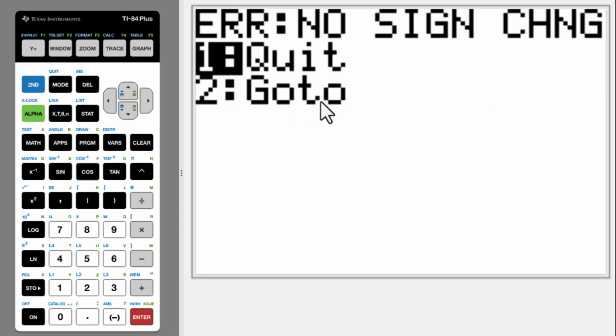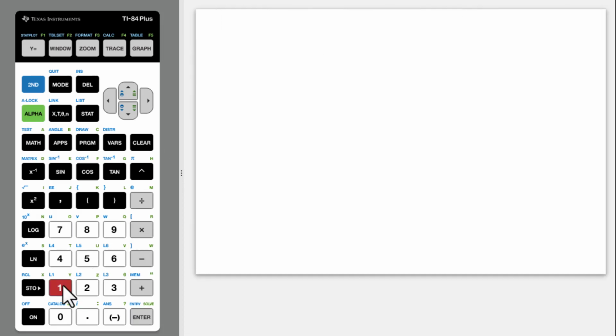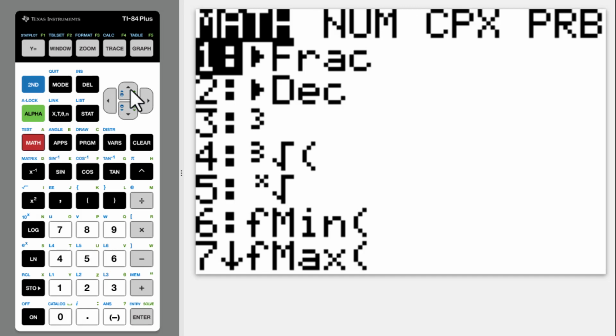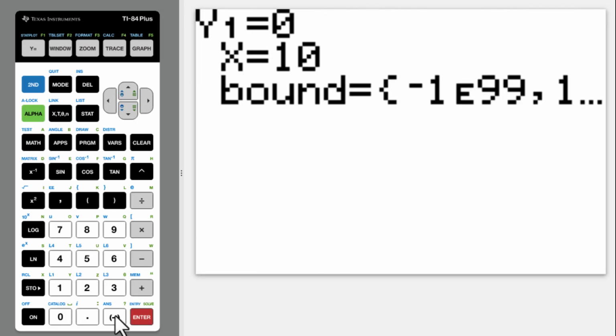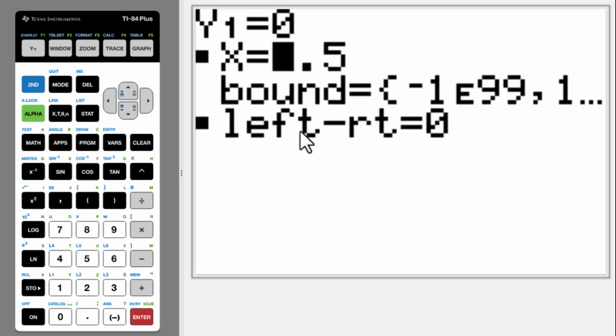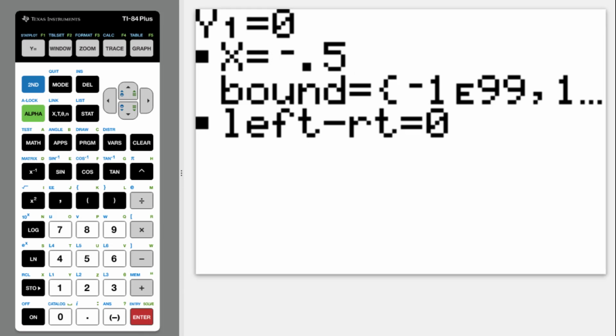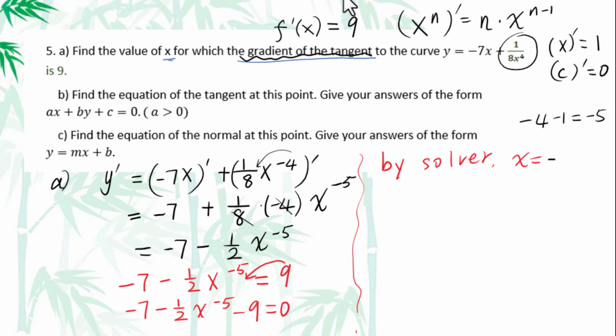Which means our estimated value is not good. So go back to equation solver. We will use -10 as the estimated x value. Alpha, enter. Answer is -0.5 or -1/2. So we get x equals -1/2.